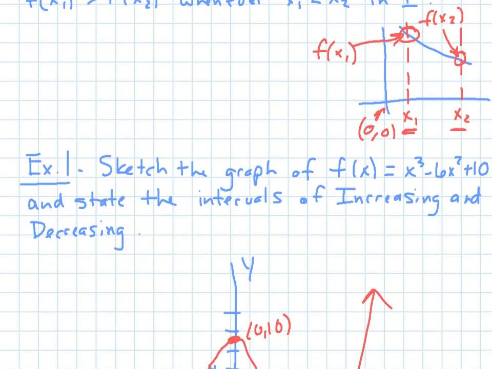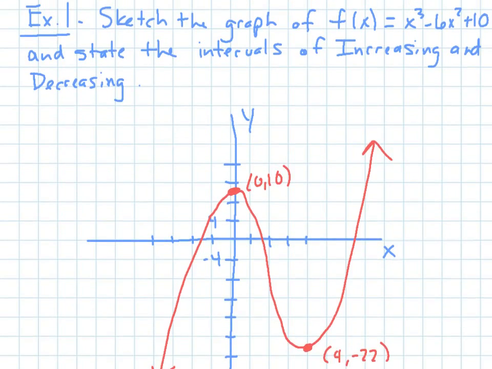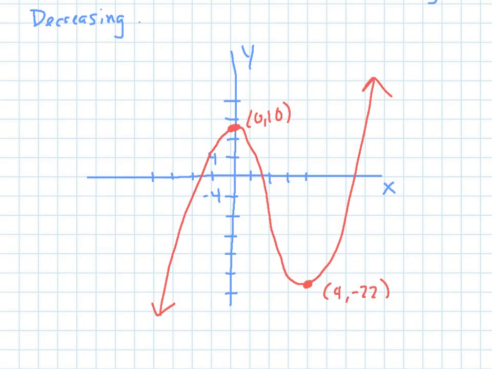So here, we want to be able to sketch the graph, and I've already sketched it using my graphing calculator for the function f of x is equal to x cubed minus 6x squared plus 10. Here I want to be able to state the intervals of increasing and decreasing portions. So here, as I move from left to right, so that means I'm coming from negative infinity, okay? And I continue to move this way until I hit a spot where I stop increasing. So that would be the point 0, 10.